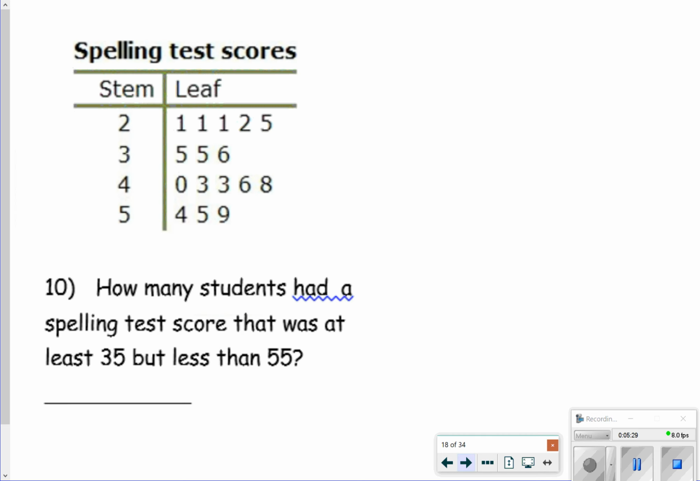How many students had a spelling test that was at least 35, but less than 55? So at least 35 means including 35. So here are my 35s, and 36, and I have 40s. And then less than 55, I'm going to stop at 54. So I have 1, 2, 3, 4, 5, 6, 7, 8, 9 students that had a spelling test of at least 35 but less than 55.